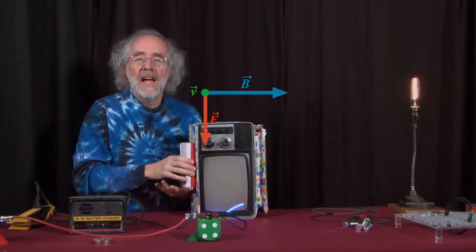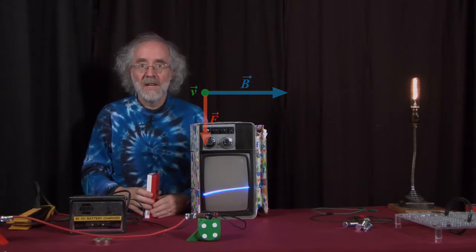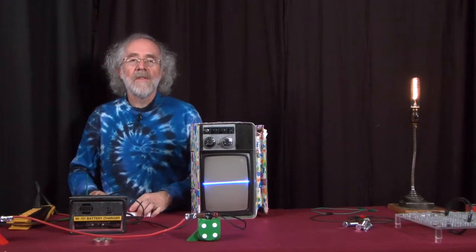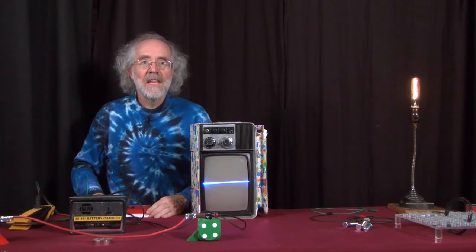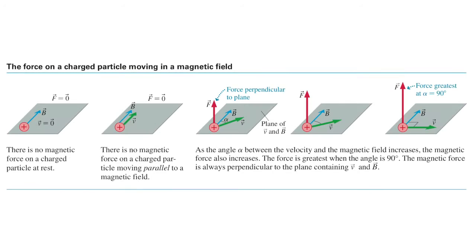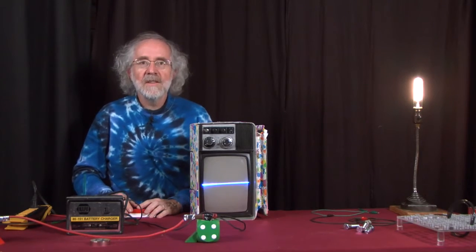The force and the field and the velocity are all perpendicular to each other. And that's one of the hallmarks of the force that magnetic fields exert on moving charged particles. You have these mutually perpendicular vectors. And we have a description of that in the book. Now, another thing we have to think about is how you determine the direction.